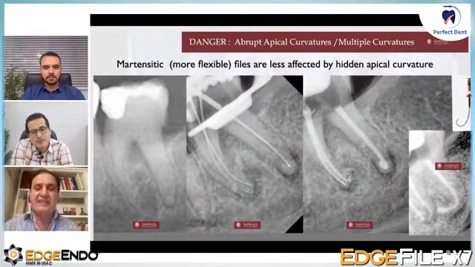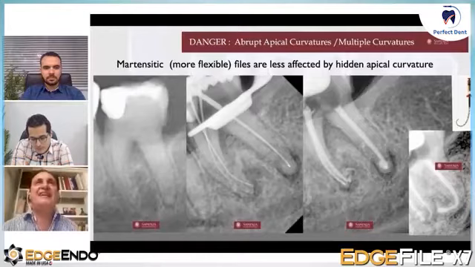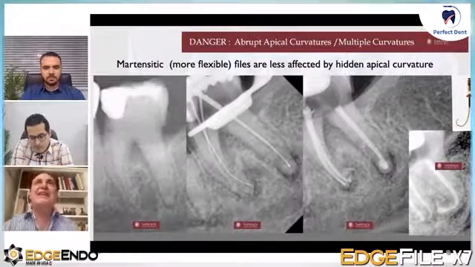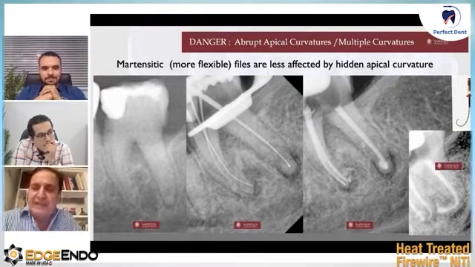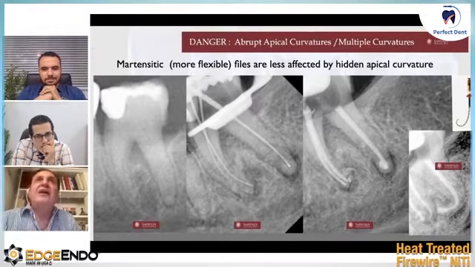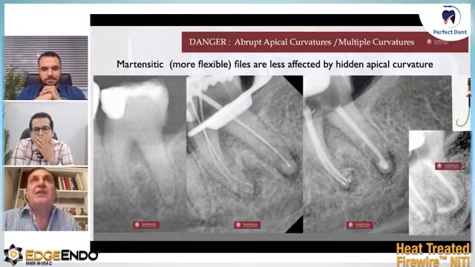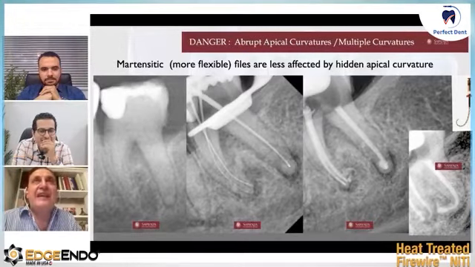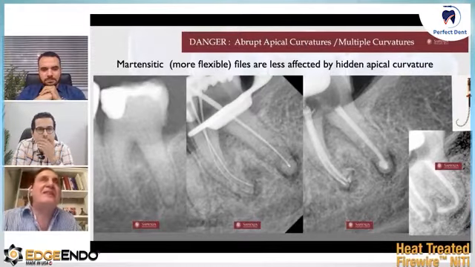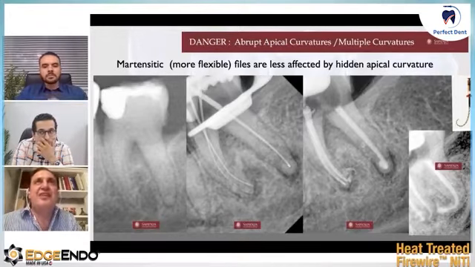I showed these cases last time, because it was a great case, and it was a great case because we were using flexible Martin Citix X7 that were so good at instrumenting that hidden curvature. But if you see that case, you may see that curvature, but also the one in the middle, were very nicely instrumented because there is a straight line access from the orifice to the beginning of the curvature. That allows the instrument only to be stressed in the apical part and make no iatrogenic errors.